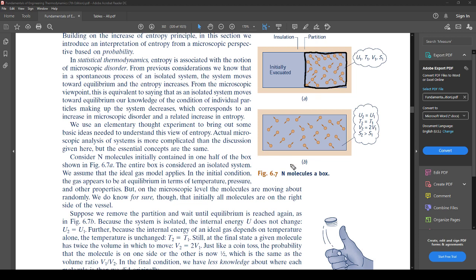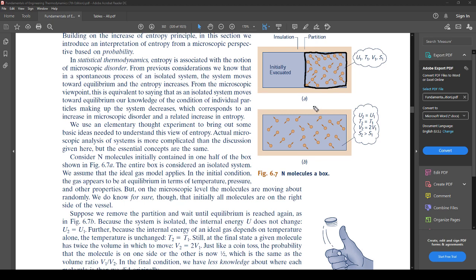But it says on the microscopic level, the molecules are moving about randomly. We do know for sure, though, that initially all molecules are on the right side of the vessel. So we know they're all here, right? Because there's no way that they passed. So we know a little bit. We know they are in here. We know they are moving randomly. And by the way, there are statistical models that can predict these types of movements, but you don't talk about them in this class. That's kind of like five head level thinking, 5,000 IQ. But for here, we're just talking about a simple thought experiment.